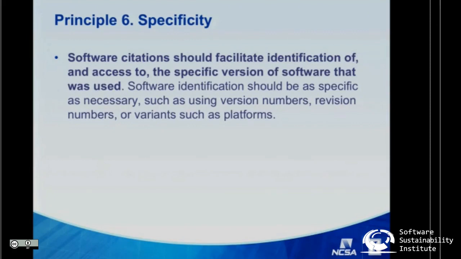And then last is specificity, that says that software citation should facilitate identification of and access to the specific version of the software that was used. And the identification should be as specific as necessary using version numbers or revision numbers or variants such as platforms or whatever is right in your case. Okay, so that's really all that I'm going to say about what we've done.